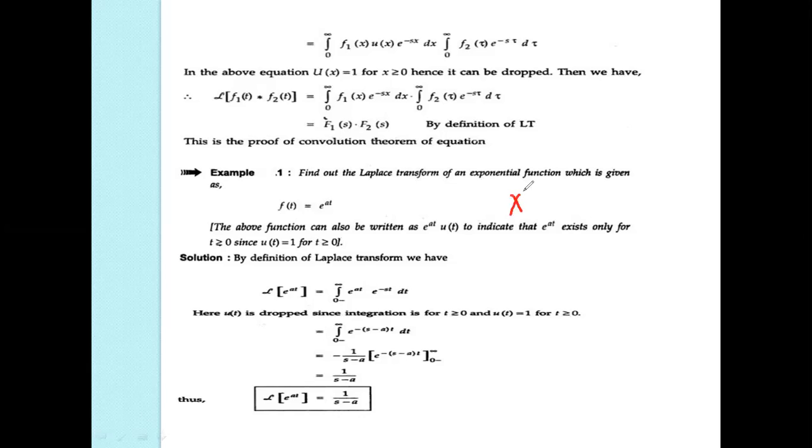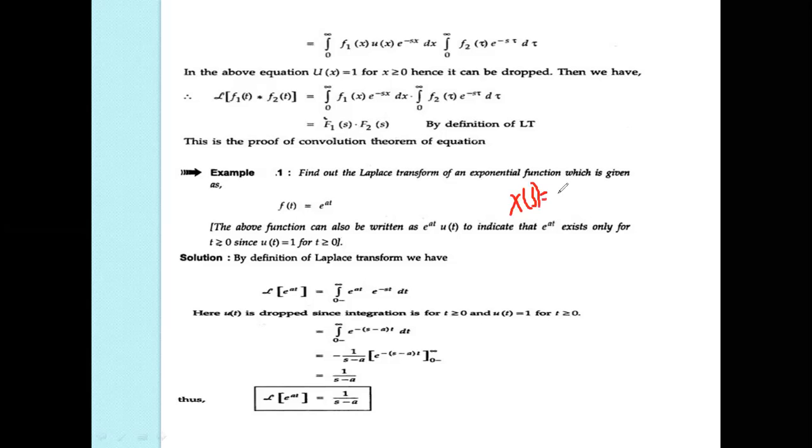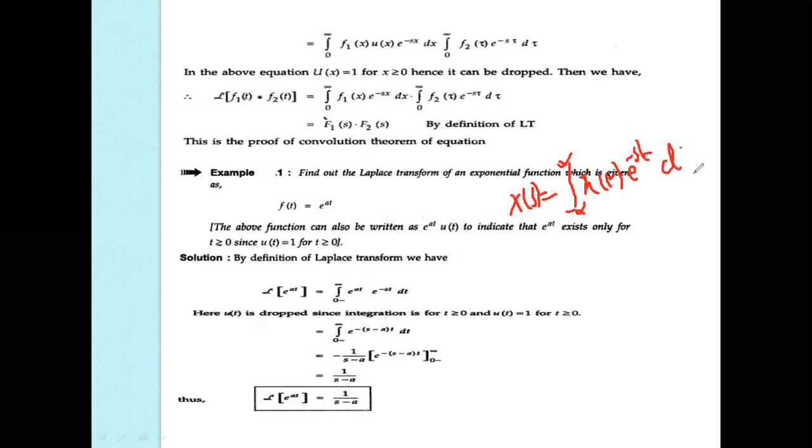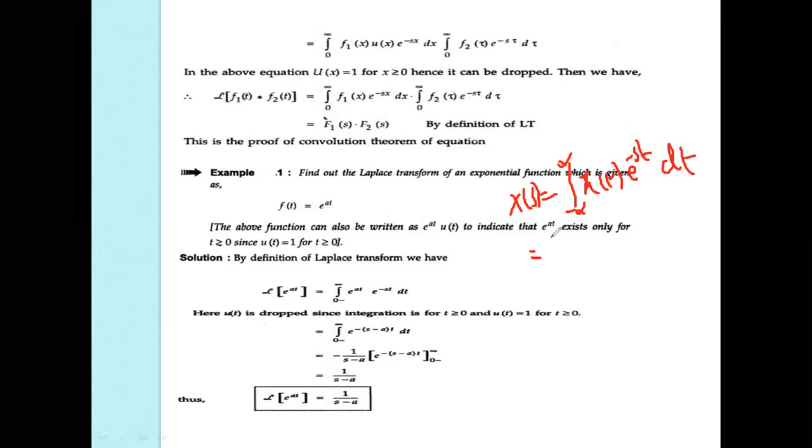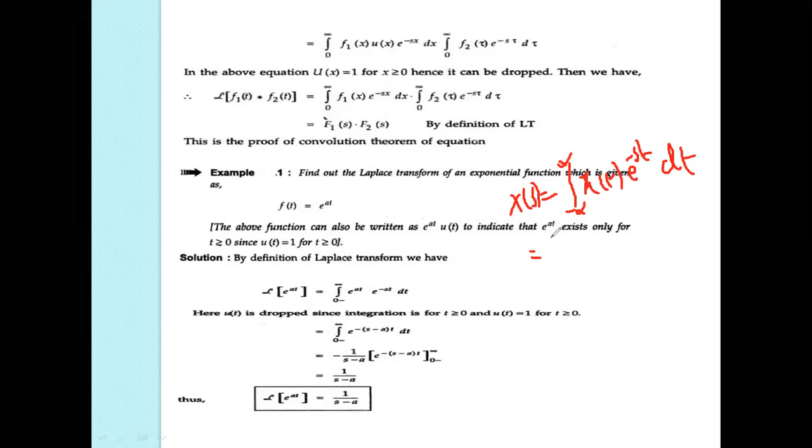According to the definition of the Laplace transformation, x of s is equal to the integral from minus infinity to infinity x of t e power minus st dt. We know this one. What is the given x of t? Here it is f of t, my dear students. I am using x, don't get confused, because some textbooks always use x.